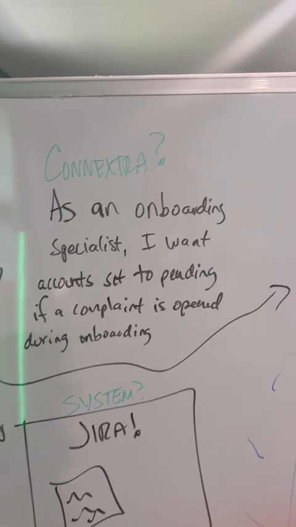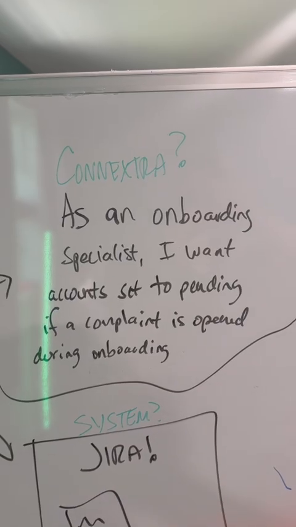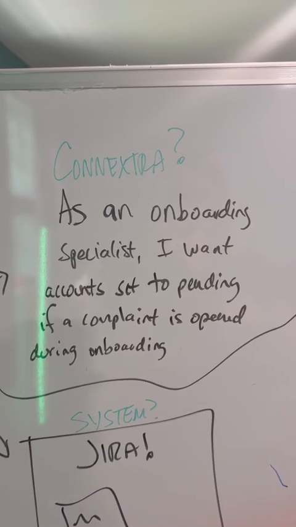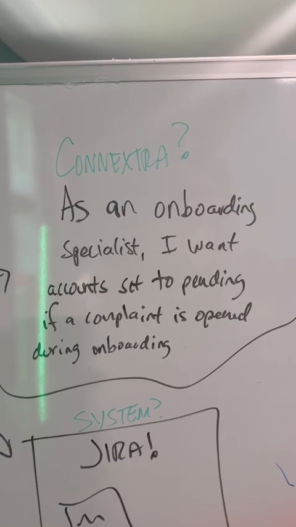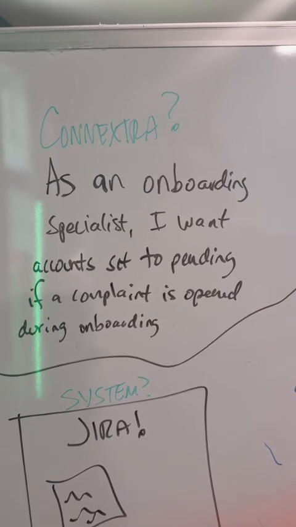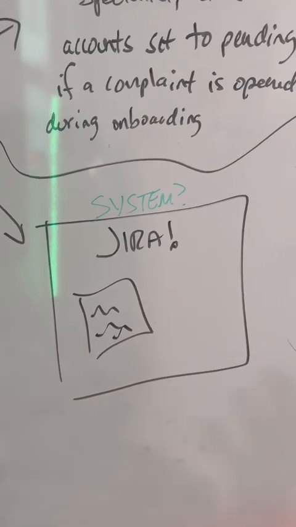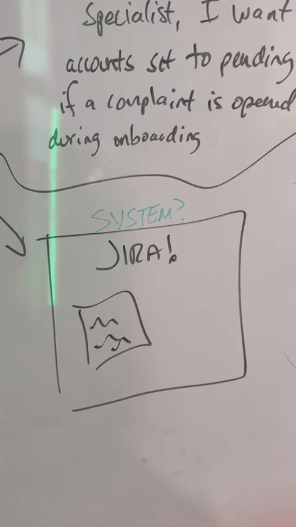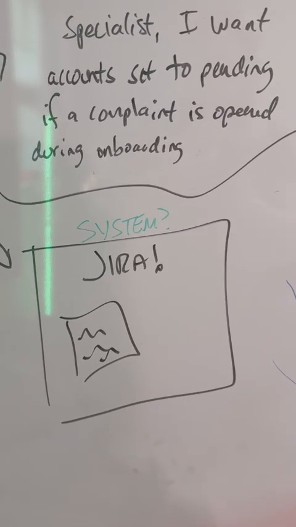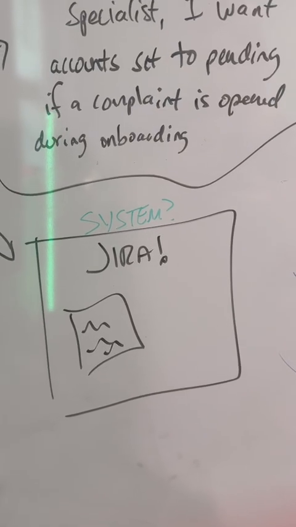Well, we can come over here and say, maybe this is a story. You've got it in the Connextra format. So I've generated this into the "as a, I want, so that." So as an onboarding specialist, I want the account set to pending if a complaint is open during onboarding. Okay, so you took the thing before, you generated this. Maybe this is a story. Or maybe it's the system it goes in. Maybe the other thing was just typed into a prompt, or it's in a Word document, or written by hand on a note card, and you've scanned it in and now you've loaded it into Jira. And maybe now it's a story, now that it's in a Jira issue type called story.